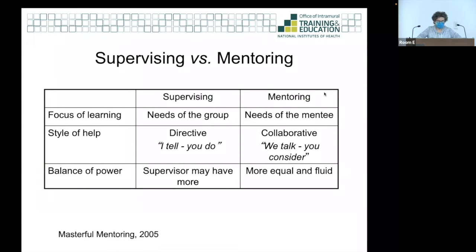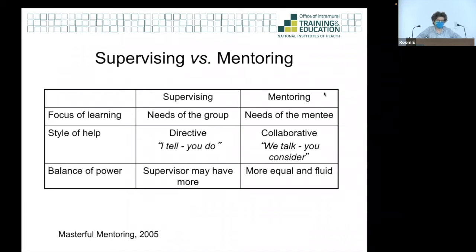So a supervisor tells you what to do. Their style of help is pretty directive. Here's how you should do this. The focus of learning is generally on the needs of the group, what's happening in projects in the moment, and the balance of power is tipped towards the supervisor, right?